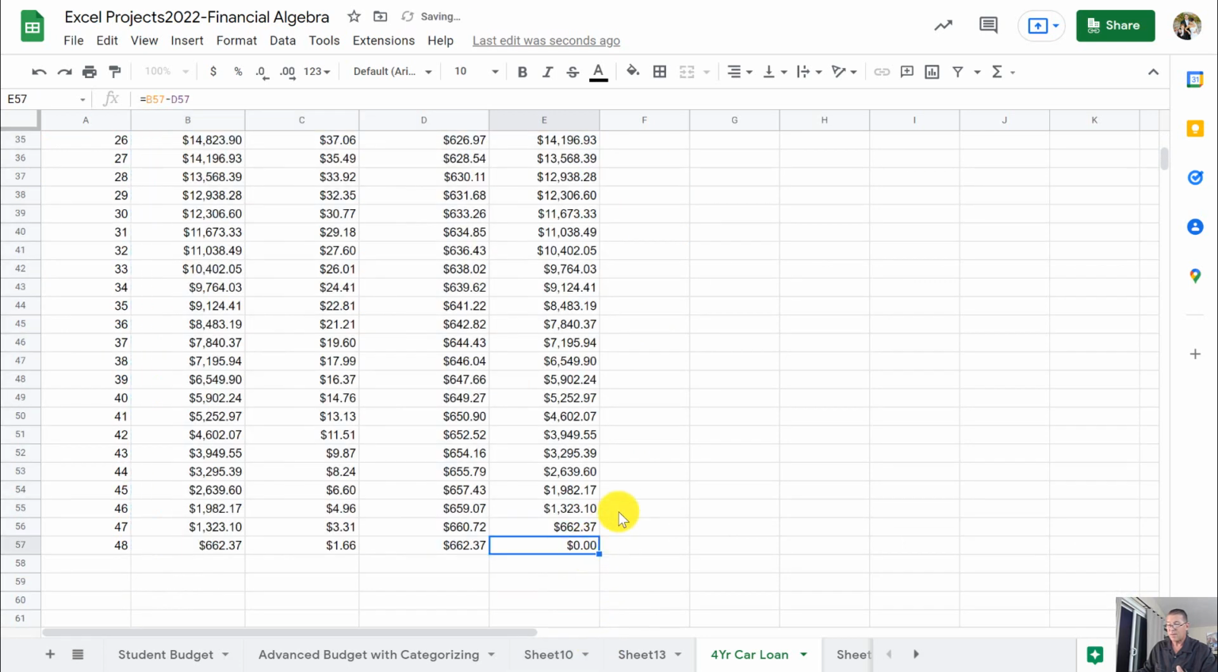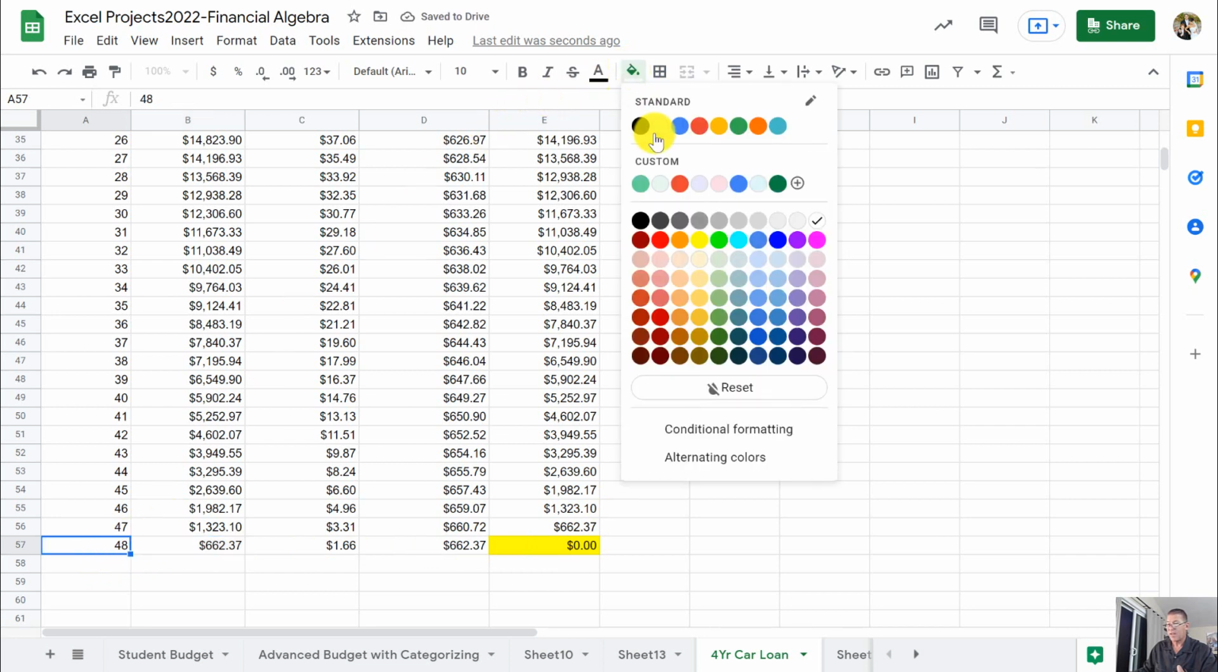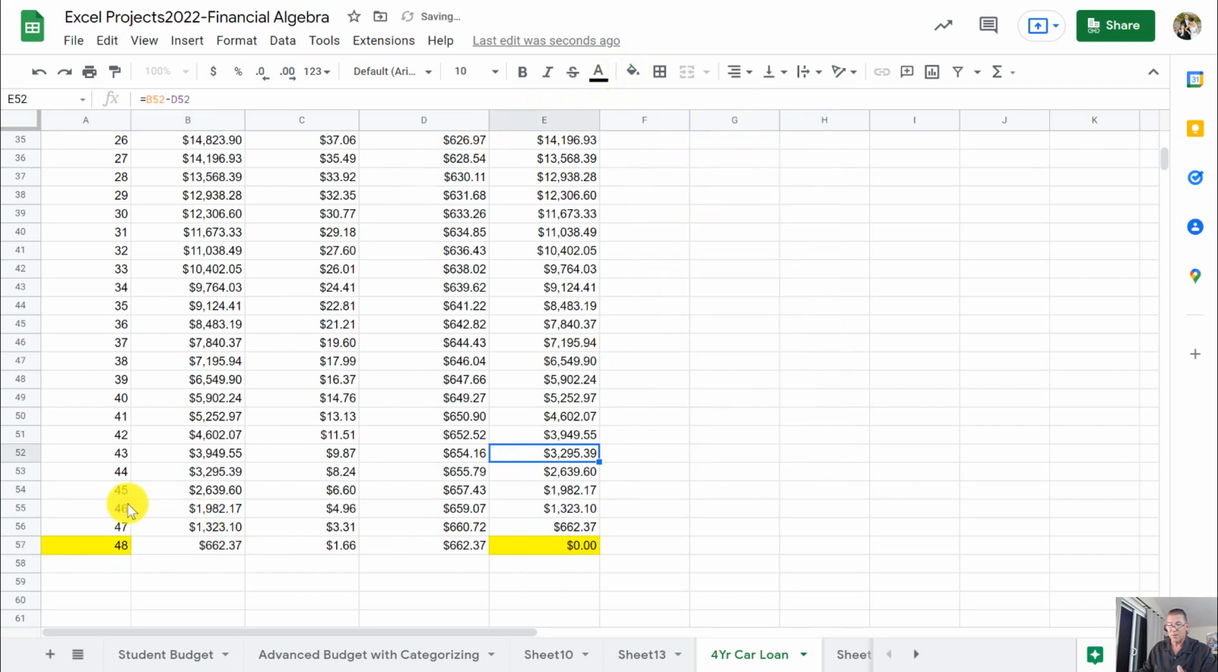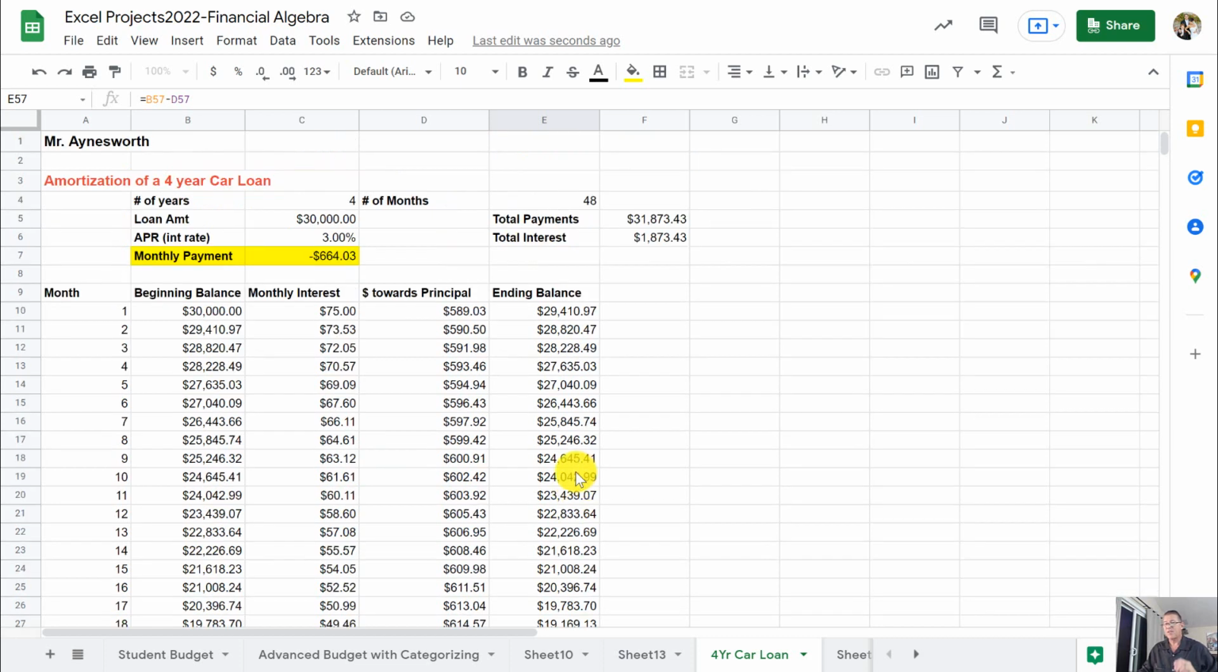And notice that your ending balance here in the 48th month. Okay, so the 48th month, I'm just highlighting this just to have you guys look at the right thing here. In the 48th month, the balance is 0. Why? Because we paid off our loan. All right, and that's how you tell if you did it correctly. Or if you don't have an ending balance at the end of the loan of 0, then obviously it's not correct.